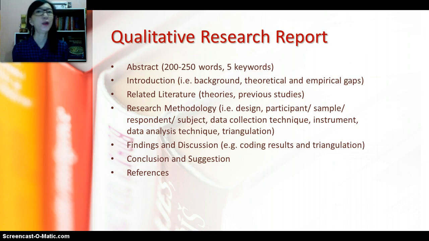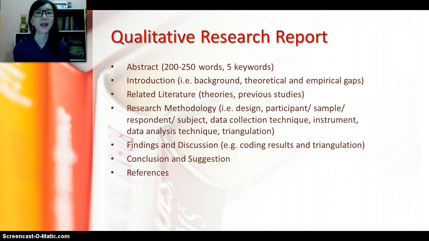Okay, so what should you include in your qualitative research report? First of all, you have to write an abstract. An abstract is a very brief summary of your research. Your abstract will be consisting of 200 up to 250 words and 5 keywords or 5 key terms that can further illustrate your research topic.